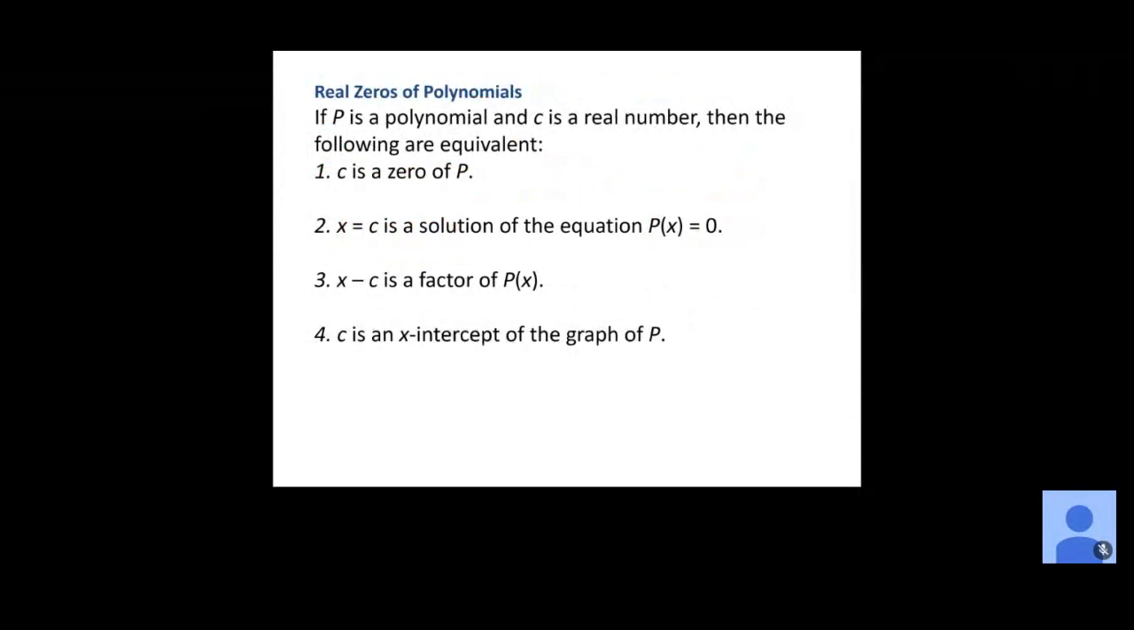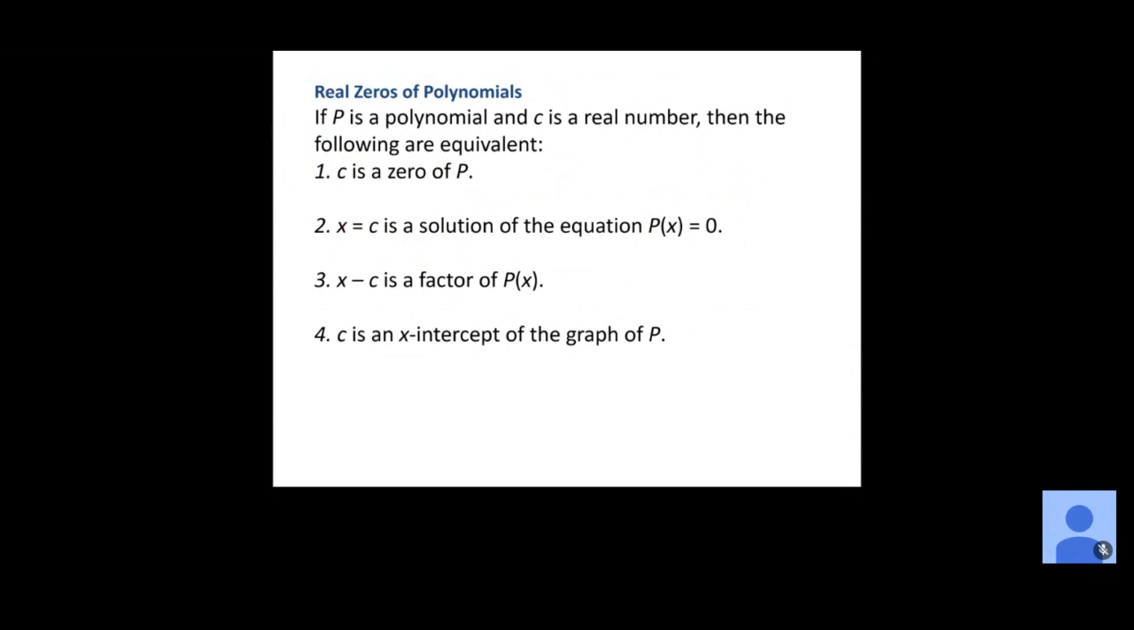All right. Real zeros of a polynomial. If p is a polynomial and c is some real number, the following statements are equivalent, meaning if you know one, you know them all. Number one says c is a zero of p. Number two says x equals c is a solution of the equation p of x equals 0. So if I set my polynomial equal to 0, x equals c is a solution to that equation. The third part says that x minus c has to be a factor of the polynomial p of x.